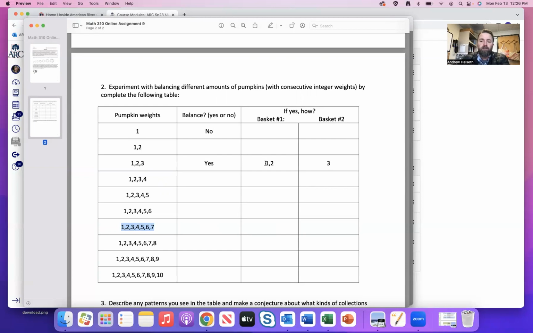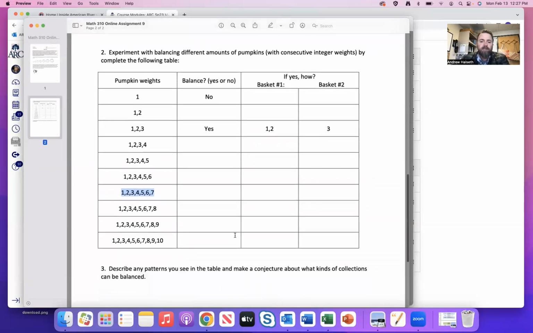You could put the pumpkins that weigh 1 and 2 pounds on one side, and then that third pumpkin that weighs 3 pounds on the other side, then that's equal, 3 and 3. So that's a balancing of yes. So for each one, you're going to figure it out, yes or no. And then if yes, how did you do it? If no, you don't put anything.